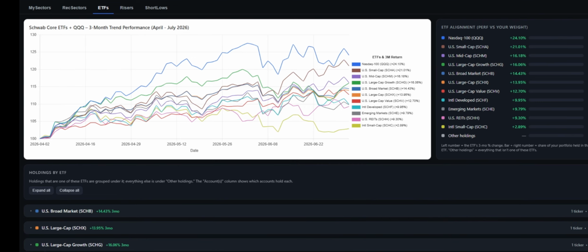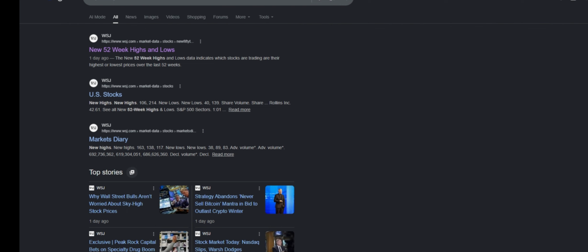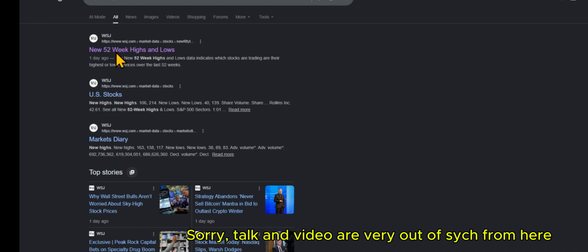So for instance, if international small cap is only returning 2% and I have 1% of my money there, I might want to move my 1.7, not all of it because diversification is important, but I might want to move some of this, for instance, into either QQQ or SCHA.